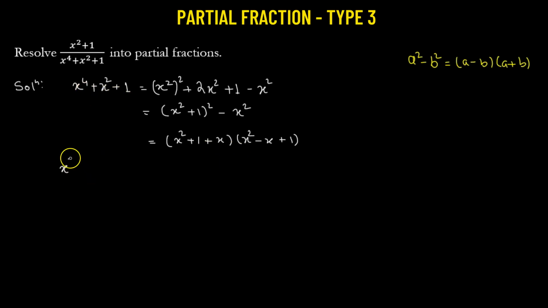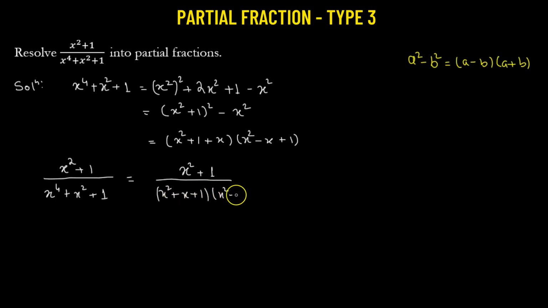So x squared plus 1 divided by x raised to the power of 4 plus x squared plus 1, this was the original rational fraction. So this can also be expressed as x squared plus 1 divided by the product of the two factors, x squared plus x plus 1 multiplied by x squared minus x plus 1. Now our goal will be to find the partial fractions.